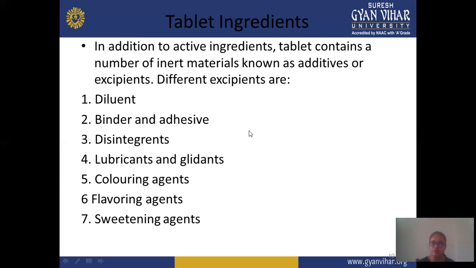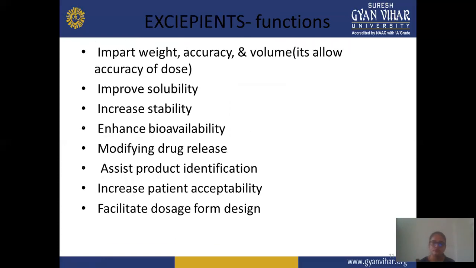These all are the ingredients used in tablet. Next are the functions of these excipients. Different types of excipients are used for different purposes. In this function part, first is to impart weight, accuracy, volume, and allow accurate dose.